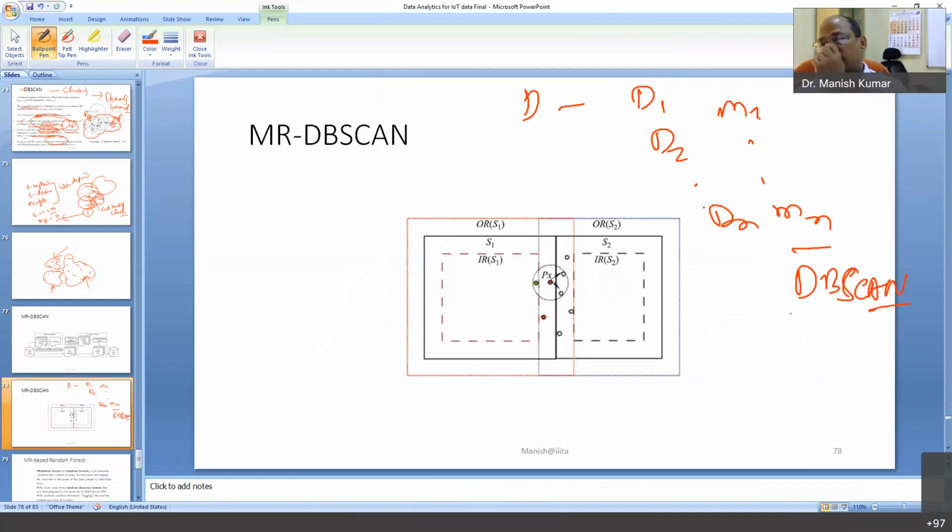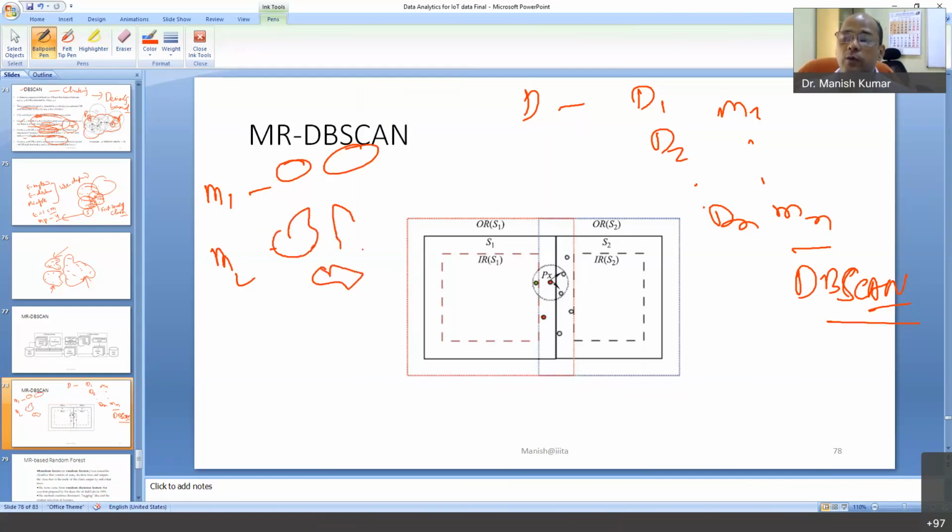DBSCAN always stands for density-based spatial clustering with noise. The question is: suppose mapper 1 and mapper 2 have generated clusters, say two clusters in mapper 1 and three clusters in mapper 2. Now a reducer has the responsibility to merge these clusters, and certainly you will have the generation of global clusters.